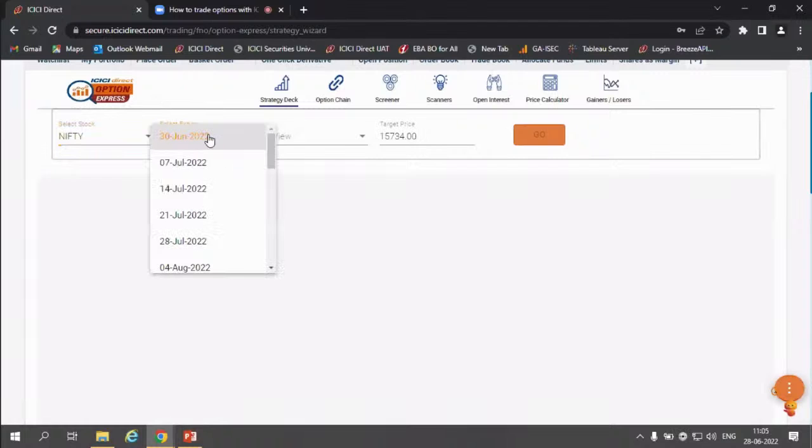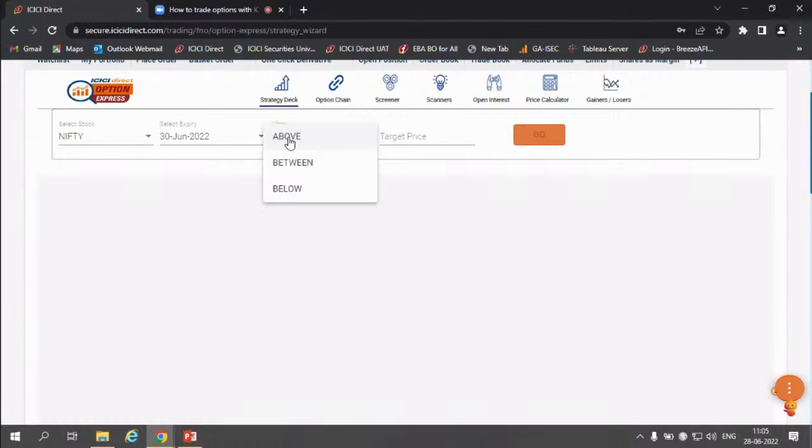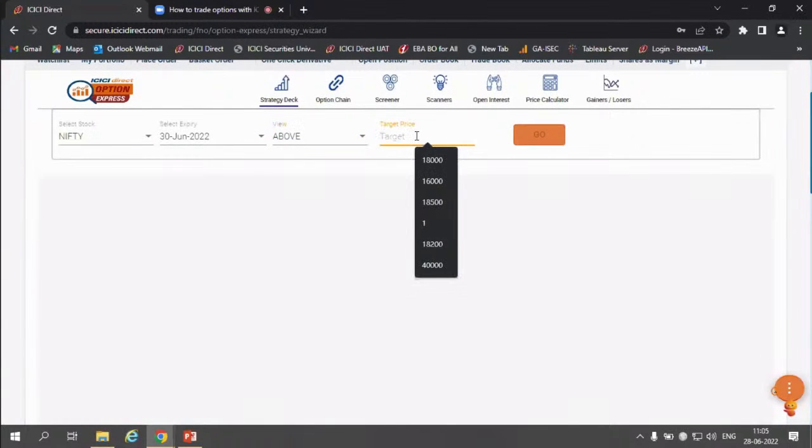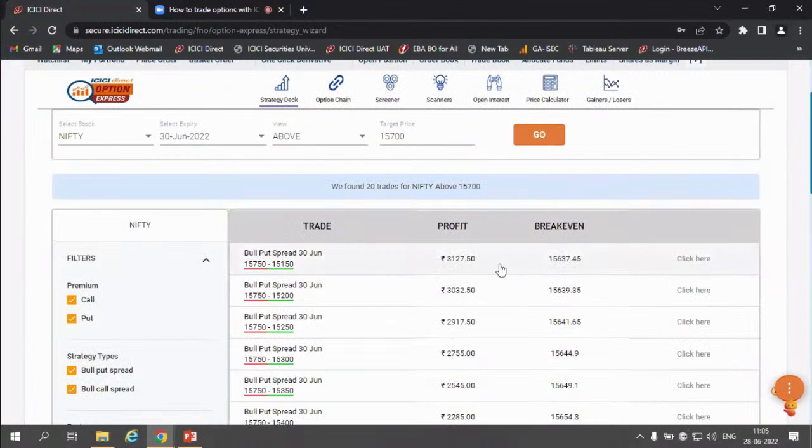Next, you need to select the expiry that you want to trade on, whether 30th June, 7th of July, 14th of July, all these expiry dates that are available. Let's go with the 30th of June. My view is, let's say, above, and the current market price is around 15,733. So let me put 15,700 over here, and if I click on go, it will throw me plenty of strategies.